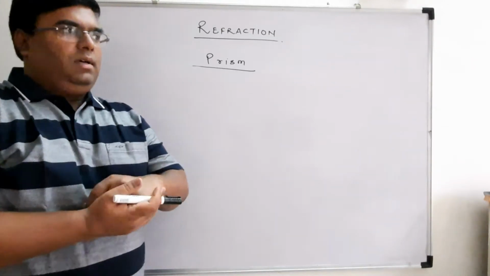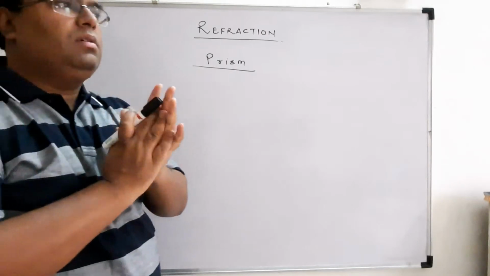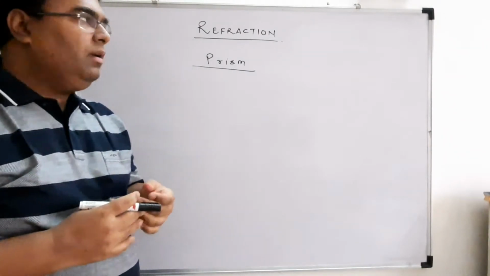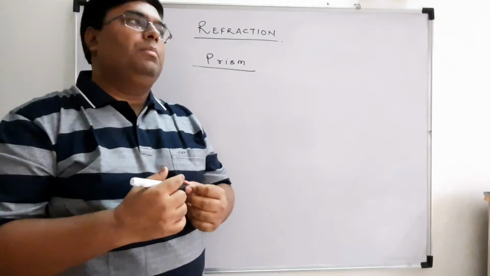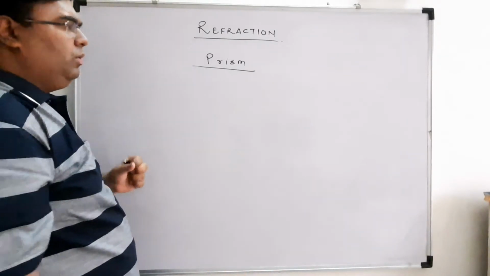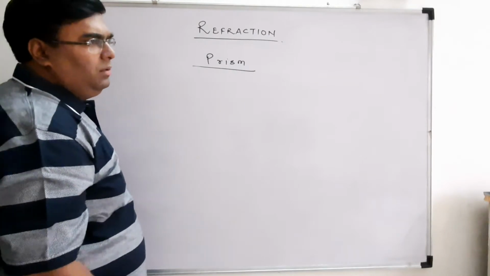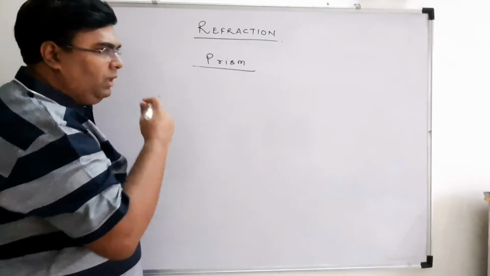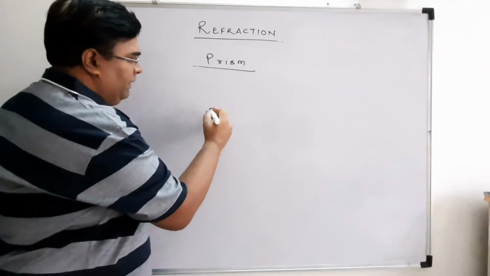Okay, hello students. In this lecture, we are going to learn about prism and refraction through prism. What is a prism? A prism is basically, if you look at it, a three-dimensional object with five plane surfaces.